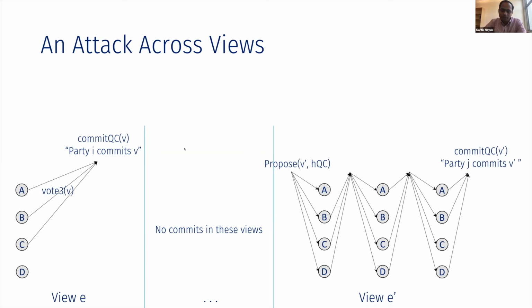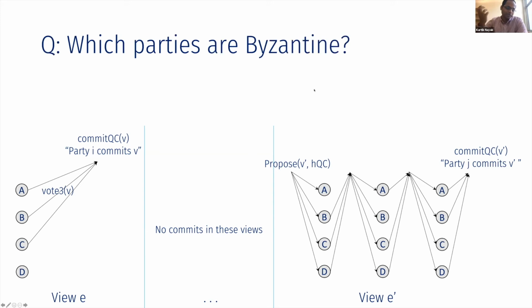So a question for you, especially the ones who already know HotStuff: which of these parties do you think are Byzantine? Observe that in these 3 rounds of votes that happened, different replicas have voted in each of these 3 rounds. Just to keep it interesting for everyone, let's not chat or mention anything on the chat.